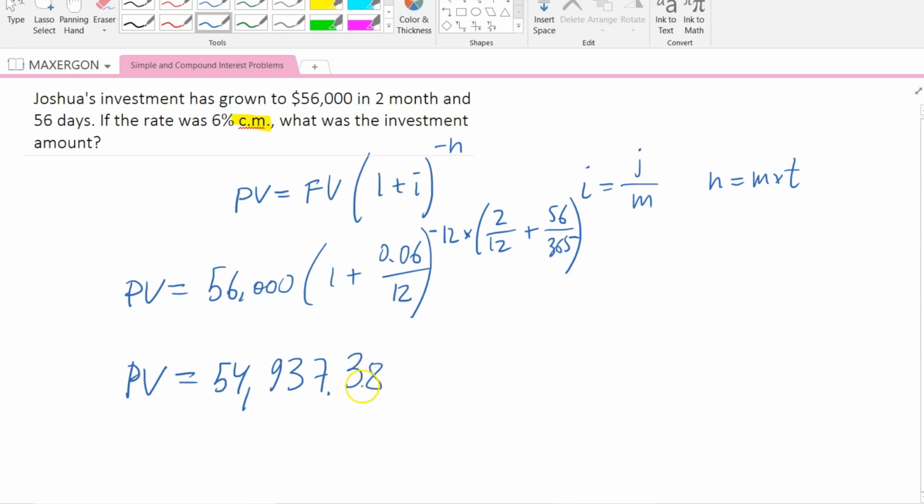54,937.38 rounded to 2 decimals. Here is the solution to this problem. Let me erase this auxiliary formula so that you can see this solution unobstructed. Now let's proceed to another problem.